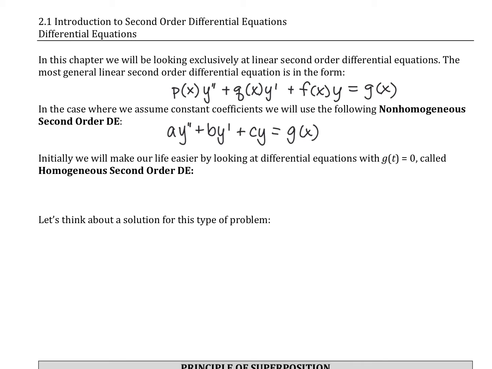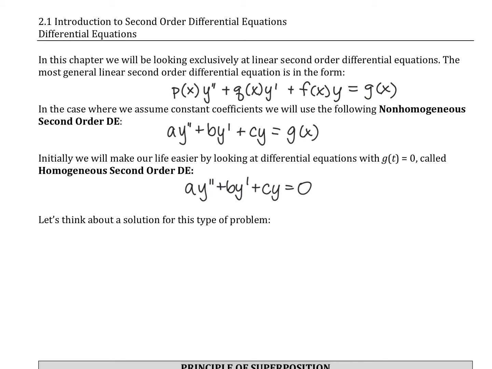Now, what we're going to look at initially to start with is the homogeneous equation, and that's where that g of x, I put g of t, apparently I changed the variable, is 0. So really what we're going to focus on right now is equations of this form. We're going to start with constant coefficients. We'll move into non-constant coefficients a little bit later, but we're going to start with constant coefficients.